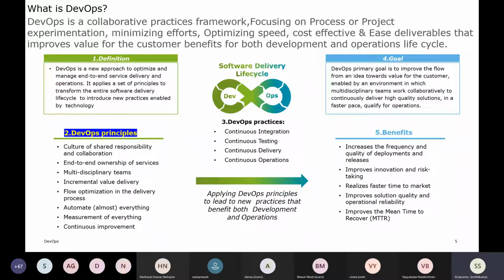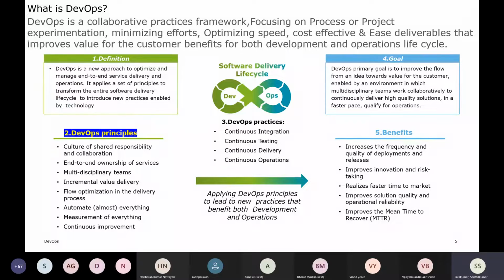If you follow these four phases, what will be the benefits? If you use this framework, what could be the end result? Increase the frequency and quality of deployments and releases related to packaging or application or any software lifecycle, and improve the innovation and risk taking. So you have to do the experiment again and again to find the best tuning and best solution for your existing process. Realize faster time to market, improve solution quality and operation reliability, improve the mean time to recover. So this is very important.